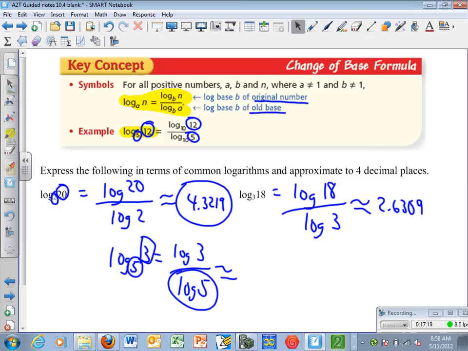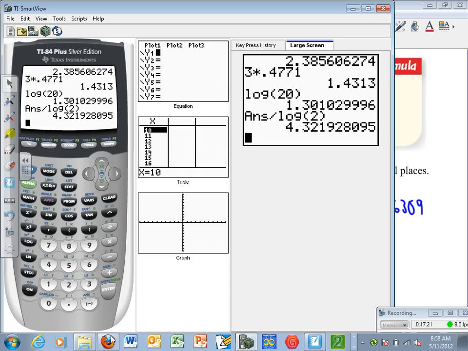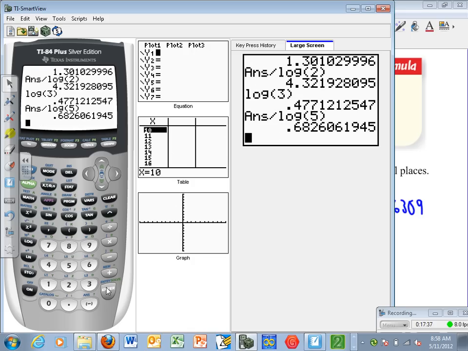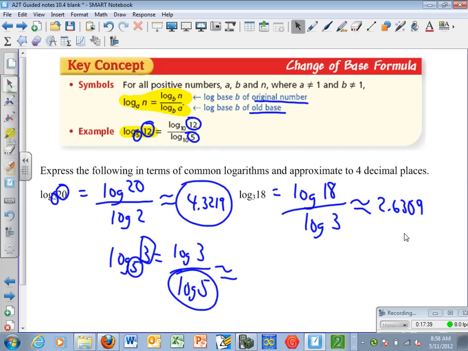Sometimes that base could be a bigger number. So if we actually did this, the log of 3 divided by the log of 5, log 3, equals, divided by the log of 5, that would be about 0.6826. So I always say it's the log of the bigger written number divided by the log of the base. It doesn't always mean the log of the bigger number, depending on what the base and that original number were. So just keep that in mind as you're doing this. And that's it for Lesson 10.4.